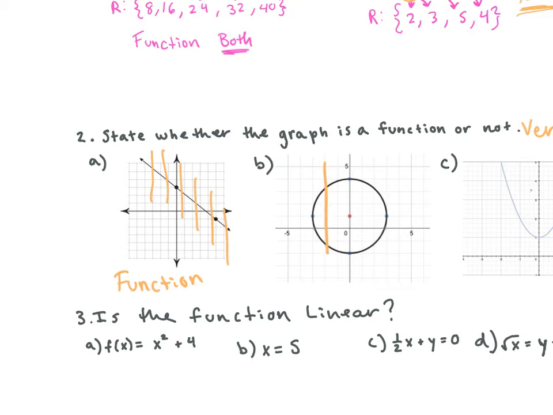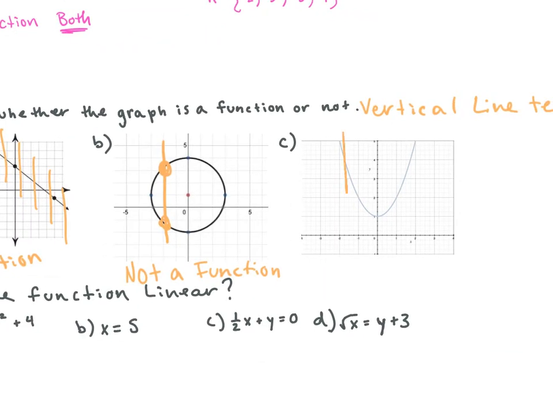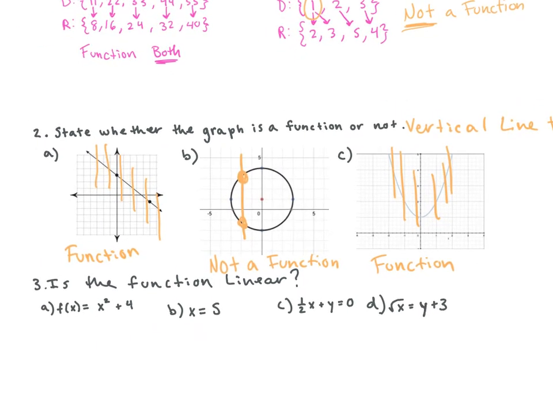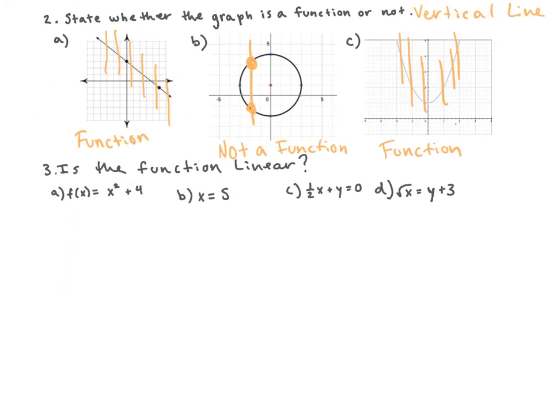For B, if we put a vertical line, it touches at 2 points here, so it fails the test, so this would not be a function. And then C, we can put a vertical line anywhere through our graph here, and it will only touch at 1 point, so this is a function. So whenever it gives you a graph and you need to determine if it's a function or not, that's when you do your vertical line test.